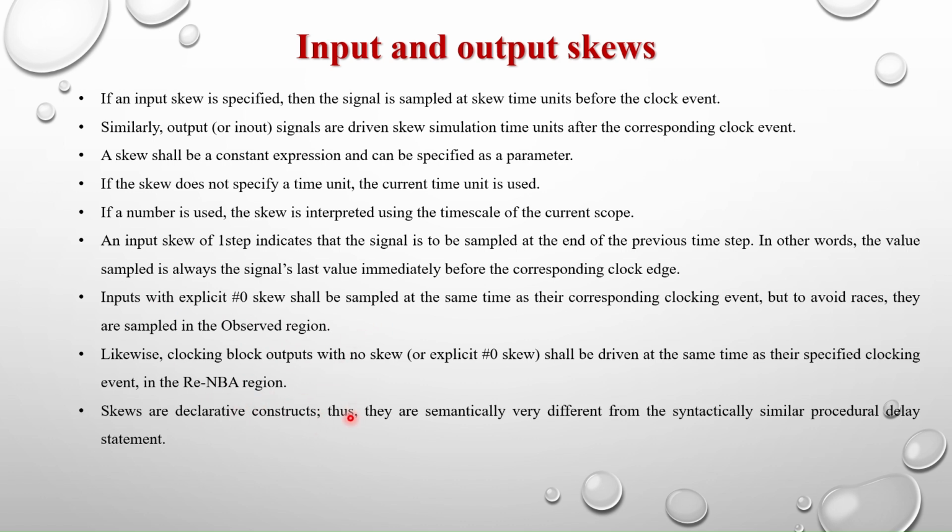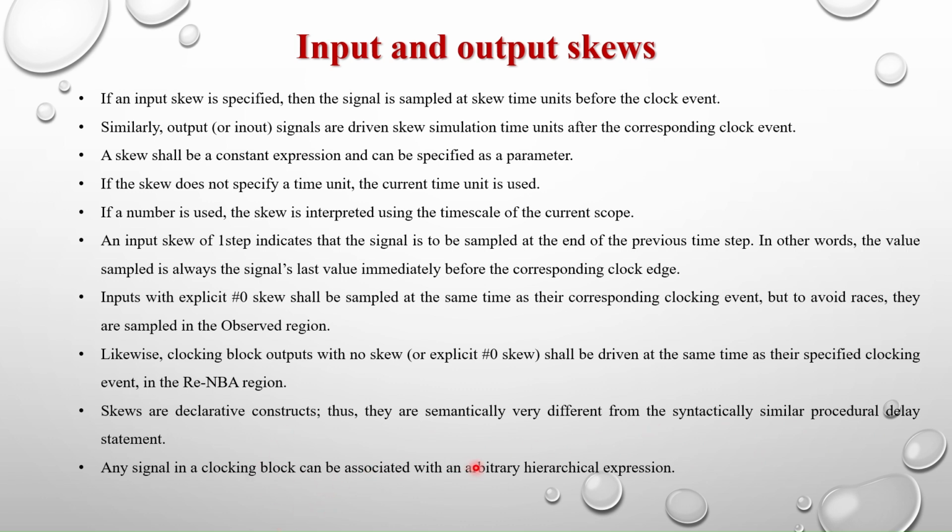And skews are declarative constructs, thus they are semantically very different from the syntactically similar procedural delay statement. So these skews are also delays, right? But these delays are different from the procedural delay that we provide. There are many ways to write the delays, like ## 1 or ## 2, but skews are different from the syntactically similar procedural delay statement. So you have to remember this.